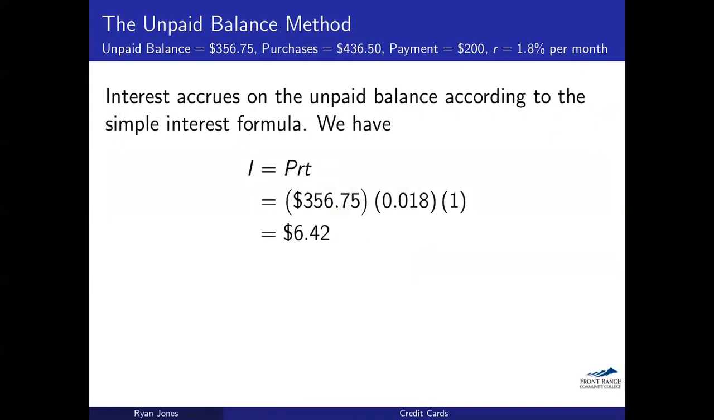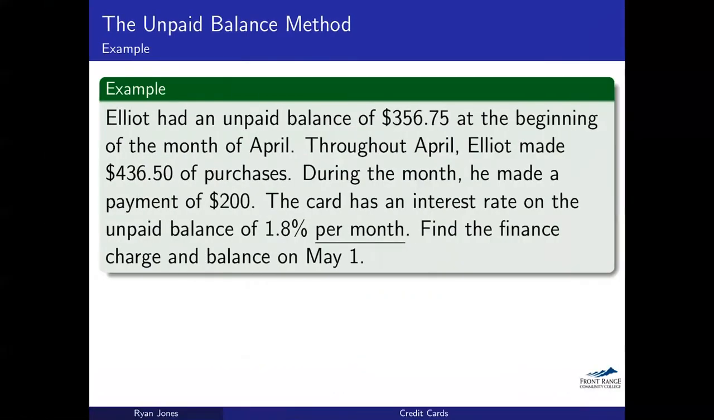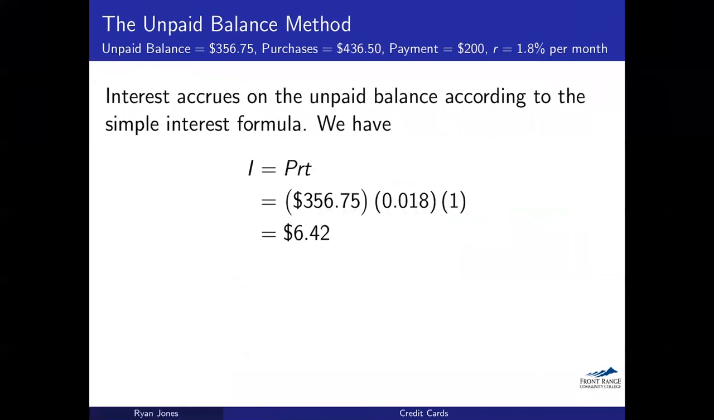So if we go ahead and do that, we have I equals PRT. We're going to be doing simple interest here. I guess I didn't explicitly say that in here. Maybe I could add in, let's go ahead and do that. Add in a simple interest rate on the unpaid balance. So we'll do simple interest. We've got I equals PRT.